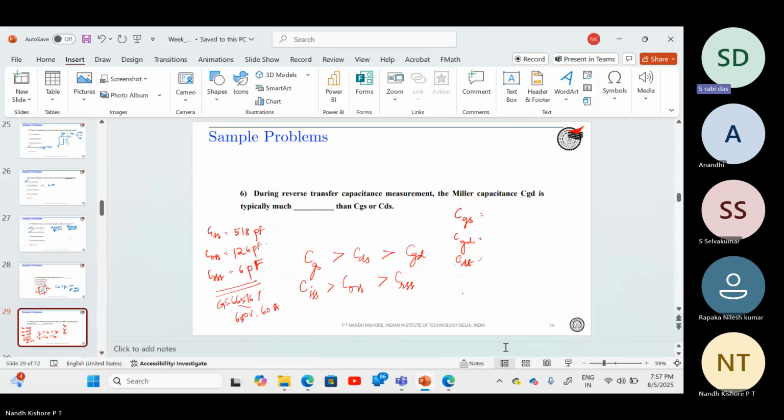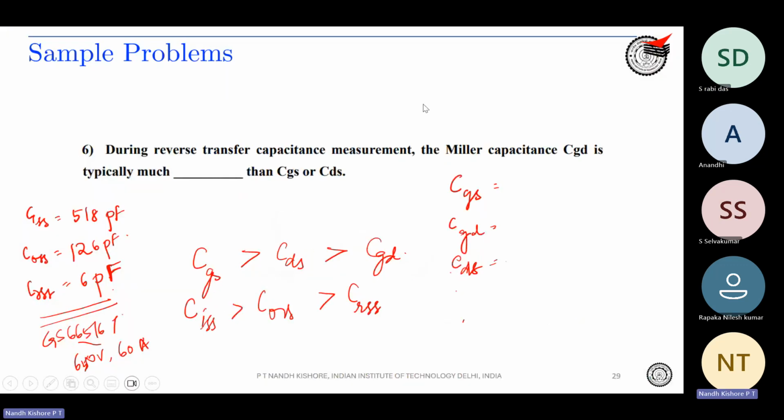CGS is 518. CGS is 518. Okay. CGD? CGD is this one, 518 minus 126. Okay. And CDS? Yes. Others can also pitch in. You can also try to tell what do you feel? What is the correct answer?